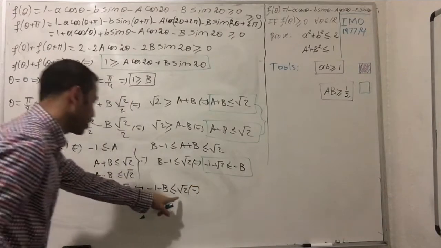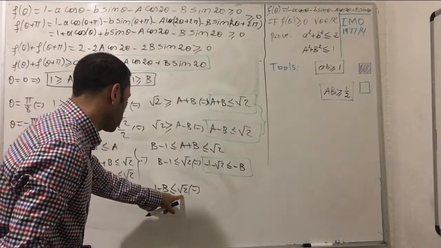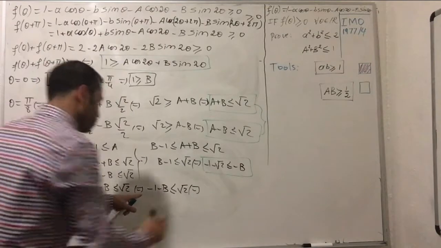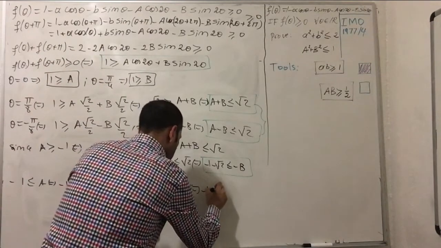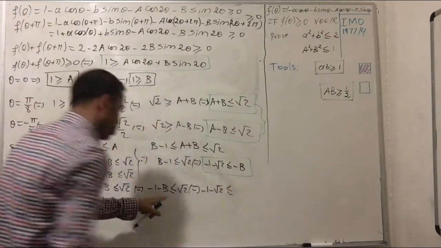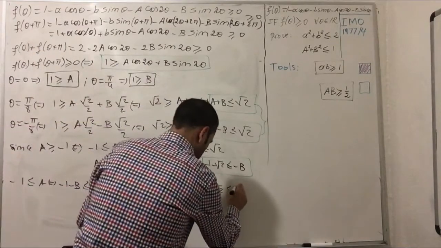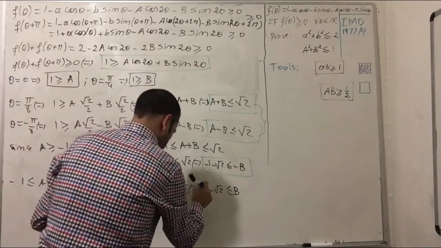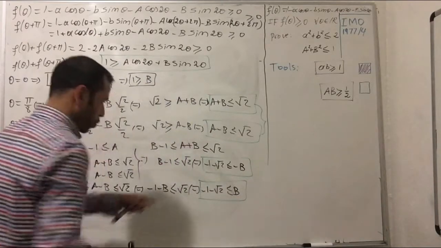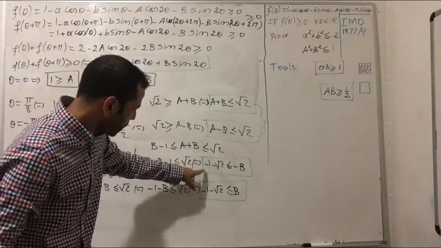What does that mean? I'm bringing square root 2 to the other side. I will have minus 1 minus square root 2 inferior or equal to... I'm bringing also the capital B to the other side. I will have... Okay, now I have ended with two different inequalities.